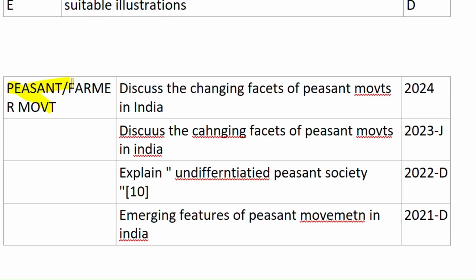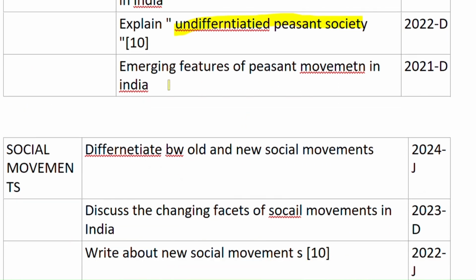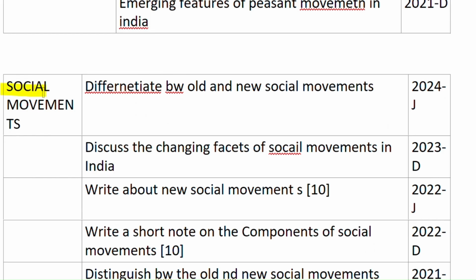Now the peasant and farmer movements. Changing nature of the peasant movements in India. Changing nature of peasant movements again. Undifferentiated peasant society, that is the changing nature. So learn one answer and you should be able to attend all these questions. Emerging features of peasant movement in India. Okay, same question.